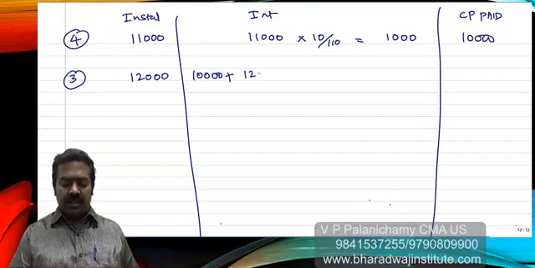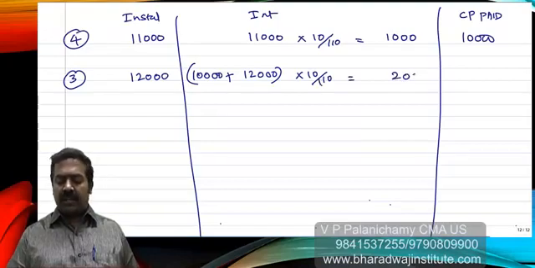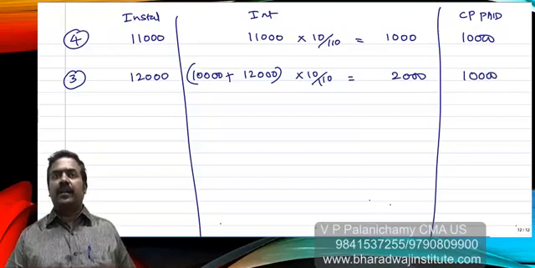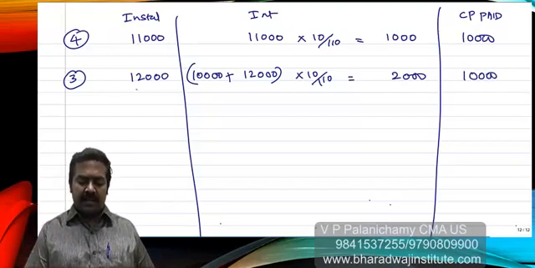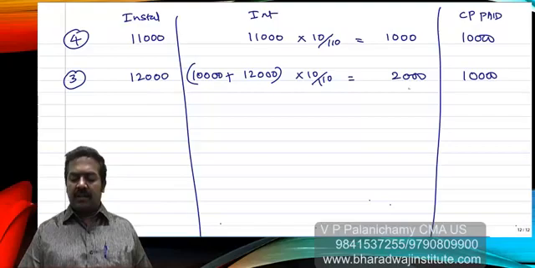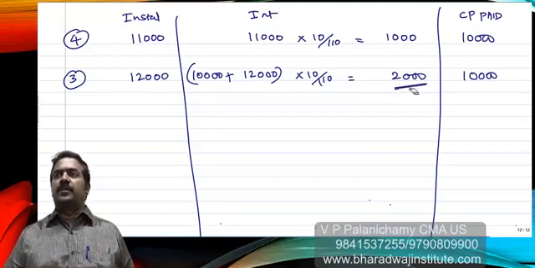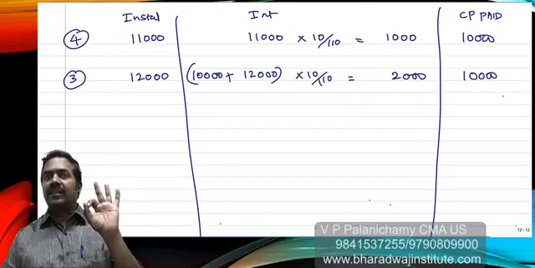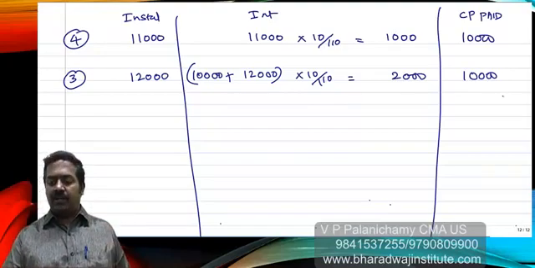12,000. Both into 10 by 110, 2,000. So 12,000 minus 2,000, what is the amount? 10,000. The 12,000 installment paid minus interest of 2,000 means the cash price paid is 10,000. Now listen, we are in which year? Third year. At the third year beginning, what would have been outstanding? Both the amounts would have been outstanding.